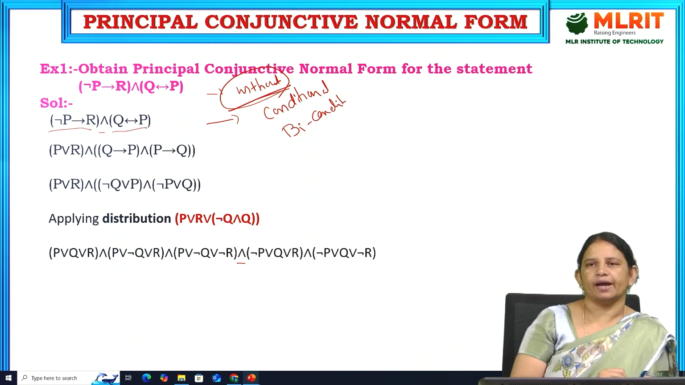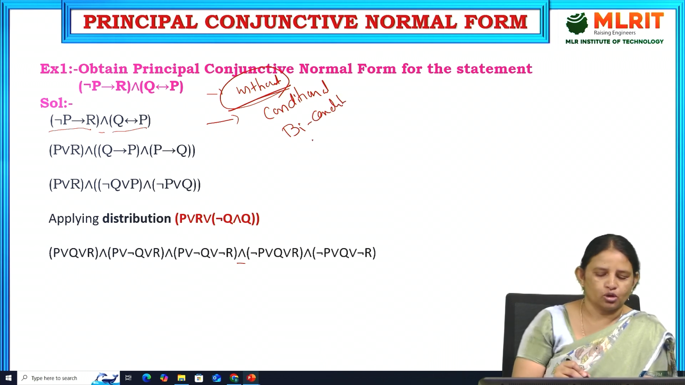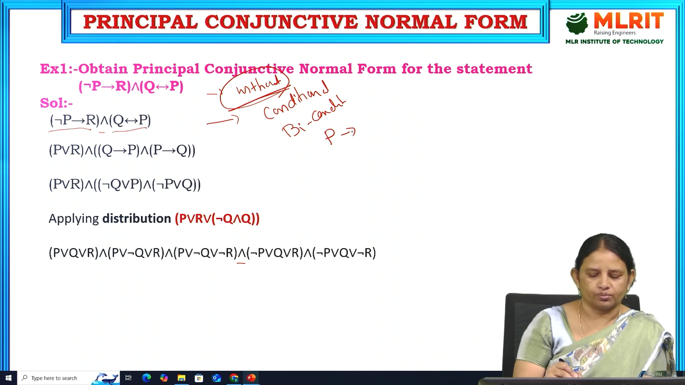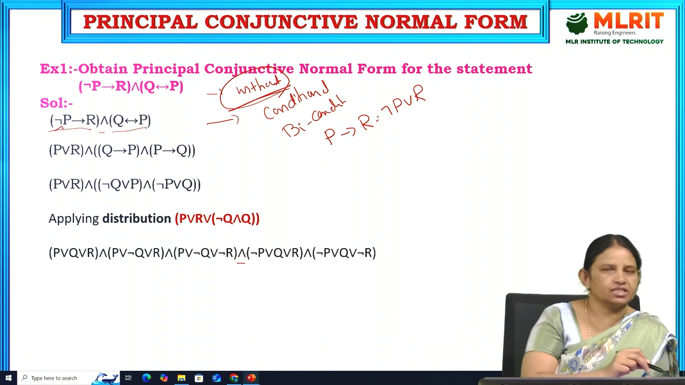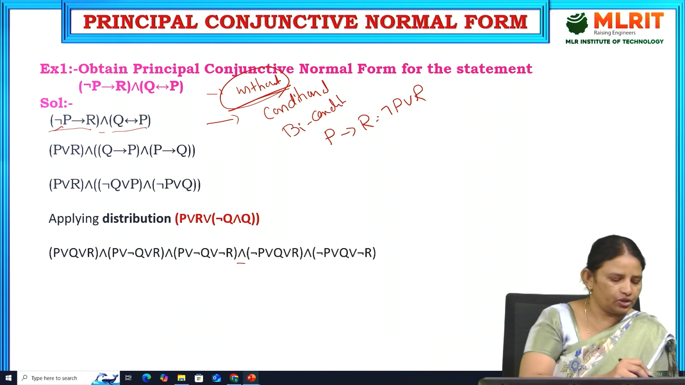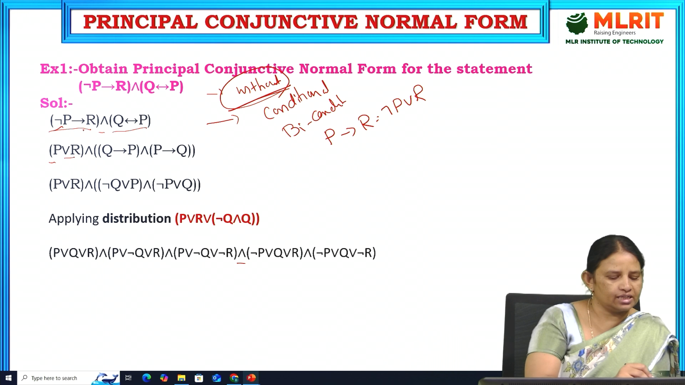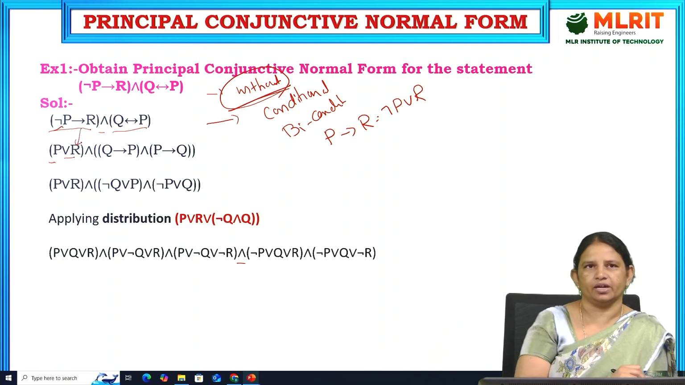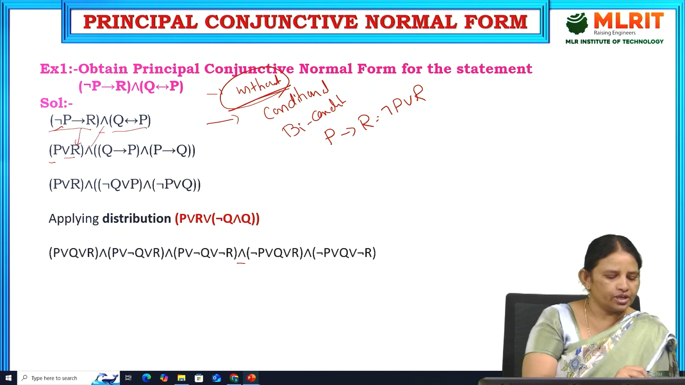Conditional and biconditional statements. So, P implies R means negation P or R. So already negation is present. Negation becomes P only, P or R. That is the first statement, and it should be written as it is.